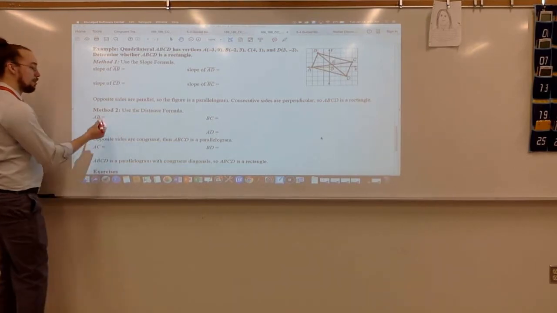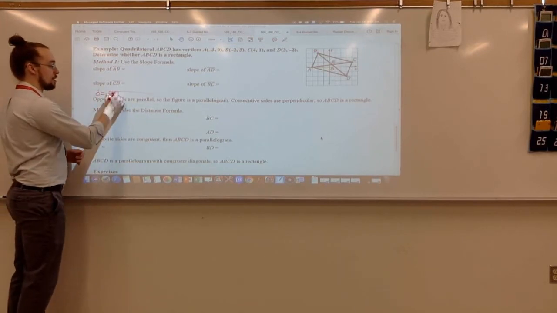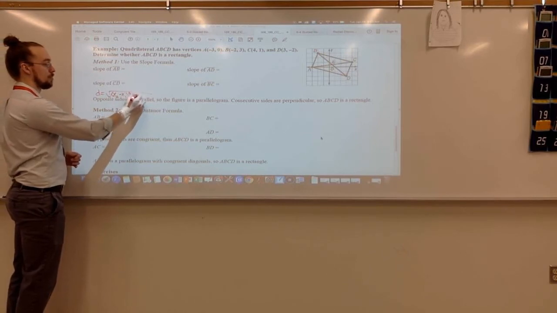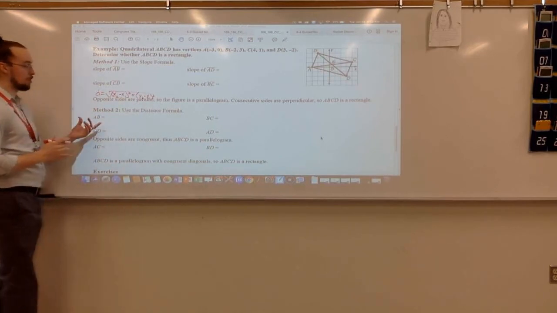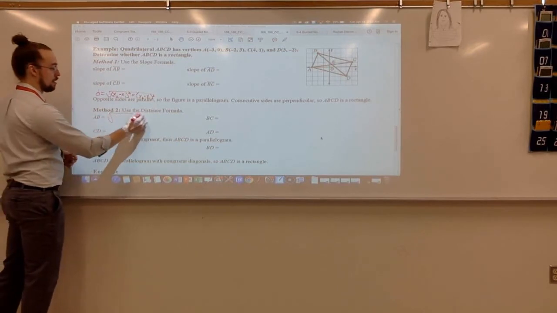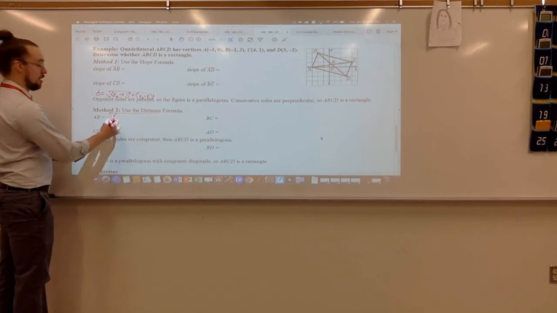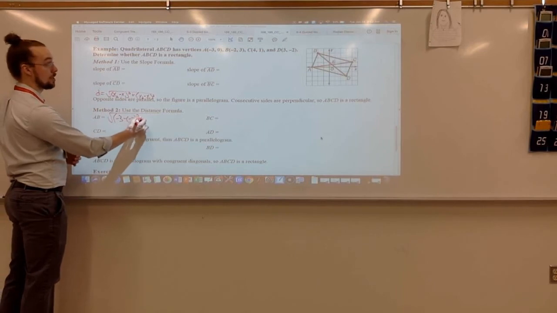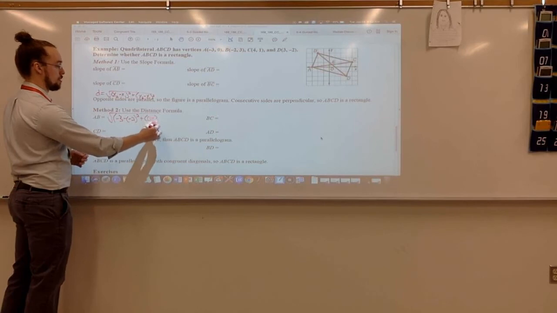So, remember the distance formula, so you can write it up here, is the square root of x2 minus x1 squared plus y2 minus y1 squared. If I want to find the length of AB, I'm just plugging that in as negative 3 minus negative 2 squared plus 0 minus 3 squared.